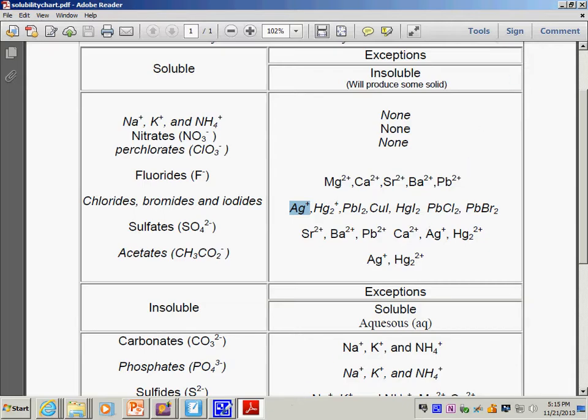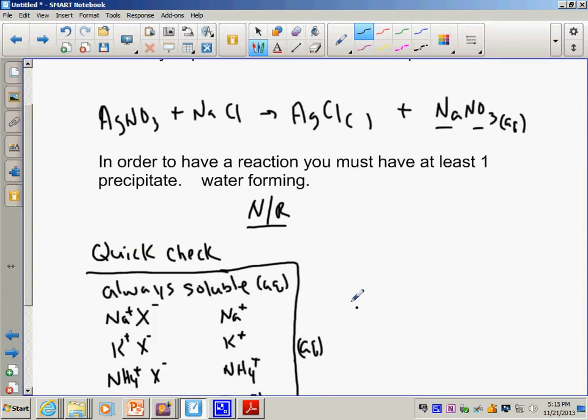I'll flip back to my chart here, and because this is one of my exceptions, I will put a solid here, and I would go ahead and balance it, and this one looks like it's already balanced. All right, let's do the other one.